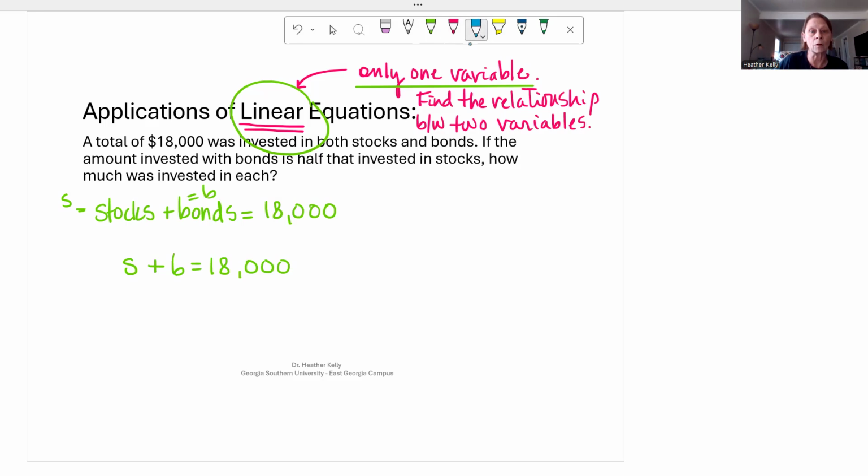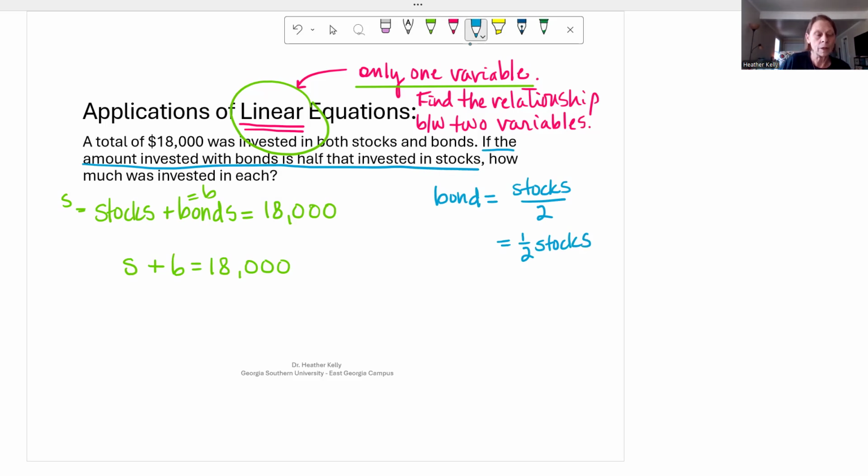So let's go back here and let's look. It says if the amount invested with the bonds is half that invested with the stocks. So bonds equal stocks in half, right? Which is 1/2 of stocks.